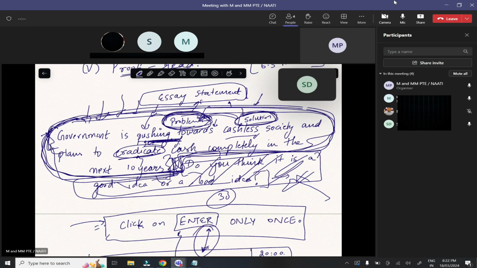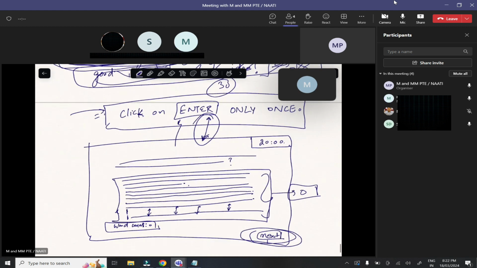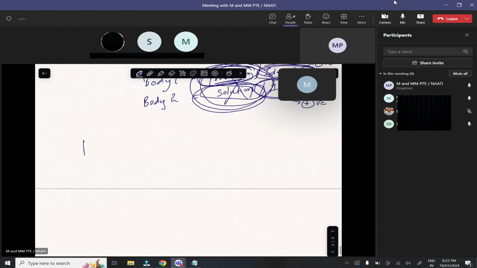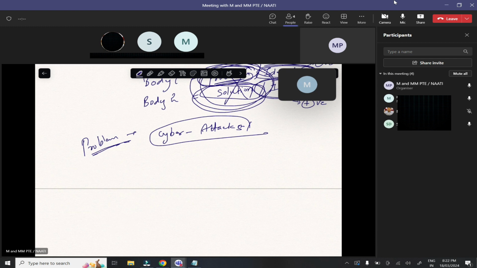Cyber attack. Cyber attack, absolutely, very good. So if it's all cashless, no cash remaining, cyber attacks can happen. And if you do not have any cash, everything is on your bank apps and stored online digitally, and a cyber attack happens, all gone. Very good.